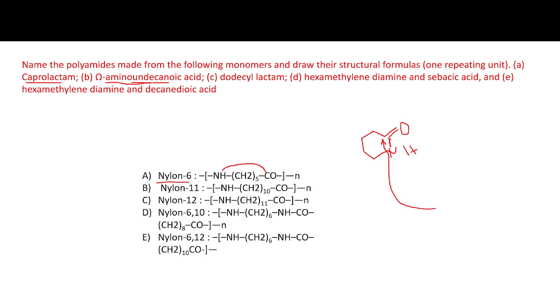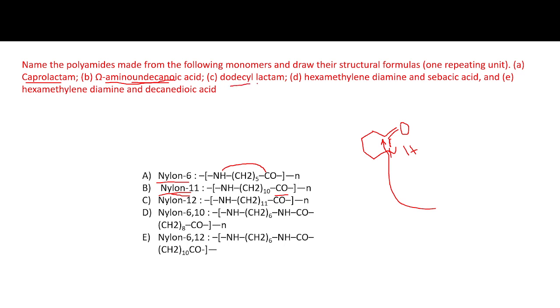Undecanoic acid has a total of 11 carbons. Among those 11 there is one carbonyl group, so in the repeating unit structure there will be a total of 10 CH2 groups present in that polymer. That is why we call it nylon 11.